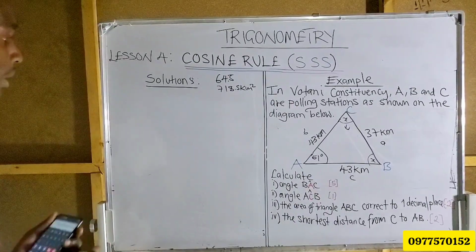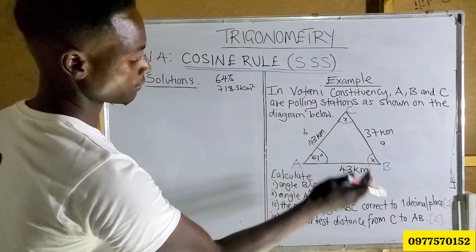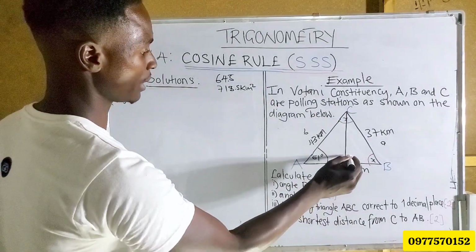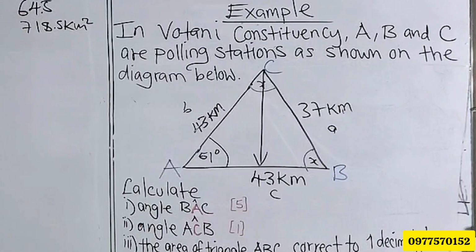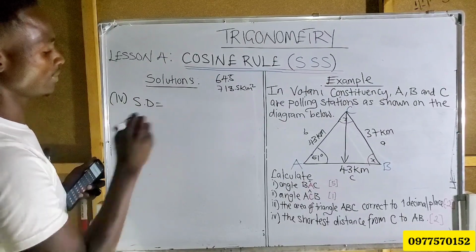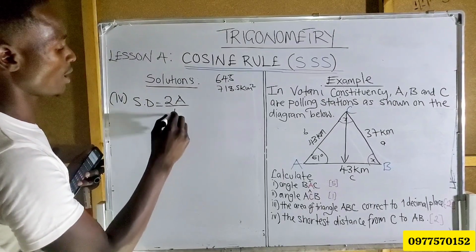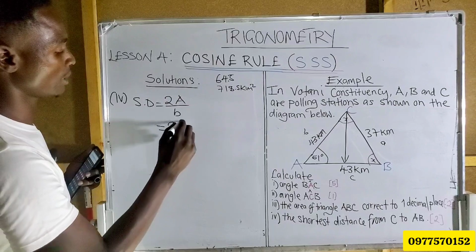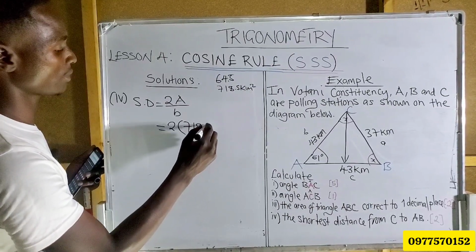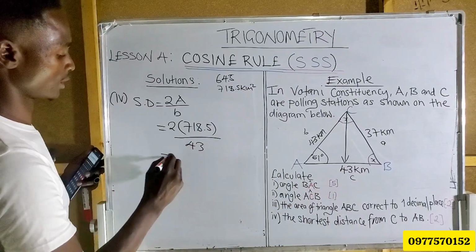Okay, so let's find the last one, which is the shortest distance, part IV. They say calculate the shortest distance from C to AB. To AB like that is forming a right angle triangle. So the formula for shortest distance, SD, not standard deviation, but shortest distance, is equal to 2 multiplied by area over base. 2 multiplied by the area 718.5 over the base, which is 43.